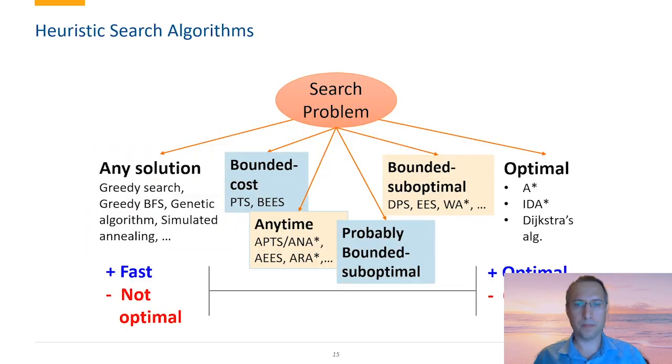So this will be our journey in the range between any solution and optimal solution. An interesting thing I will show you is that if you have an algorithm to solve bounded cost search problems, you can automatically get an algorithm to solve bounded-suboptimal search and also anytime search algorithms. And if you have an algorithm to solve anytime search, you can get an algorithm to solve the probably bounded-suboptimal setup. Quite cool. But before we continue, let's take a short break.